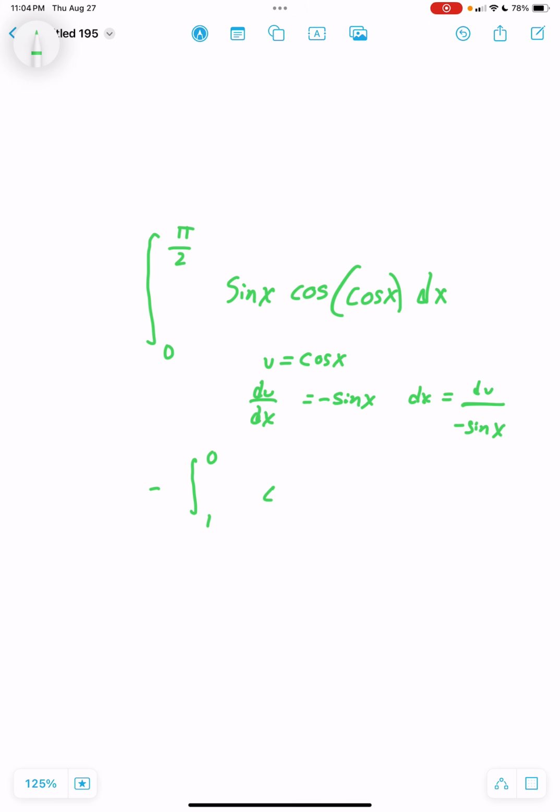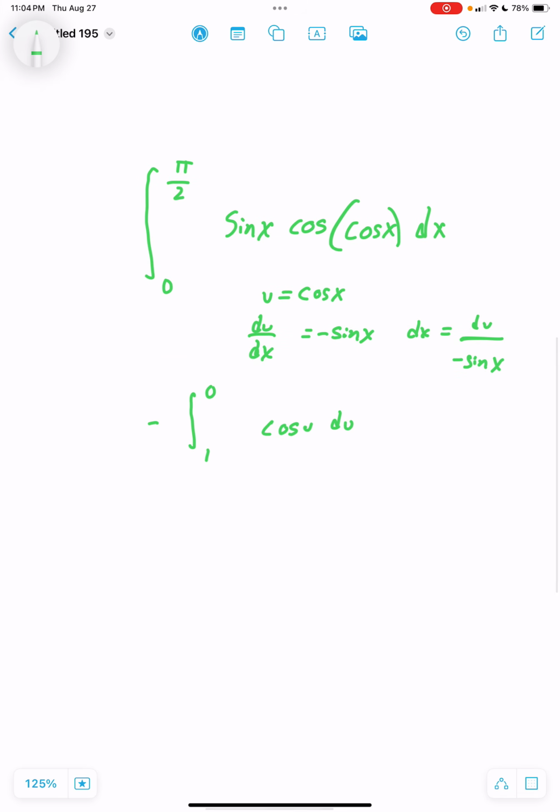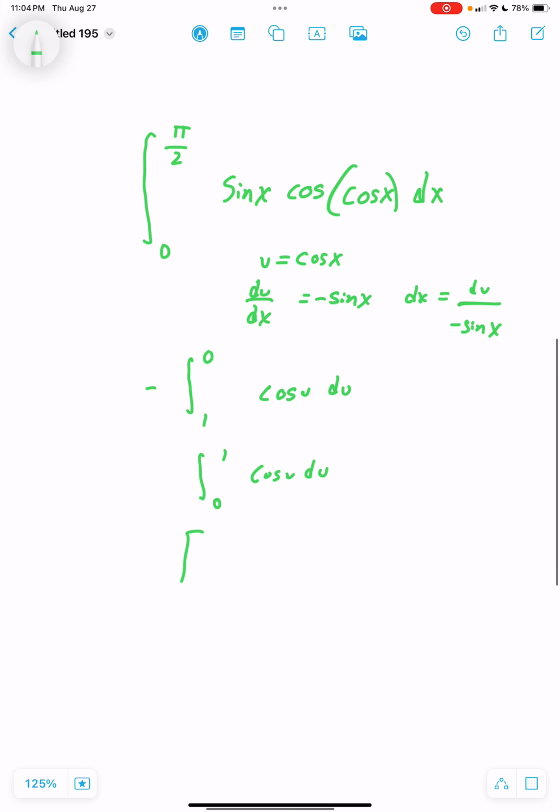My sines will cancel, and I get cosine u du. Now I'm going to swap my bounds, and that will get rid of that negative out in front. So I have the integral from 0 to 1 of cosine u du. Now I integrate. The integral of cosine u is sine of u. And I'm taking this from 0 to 1.